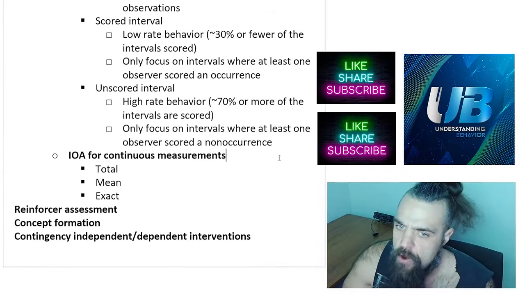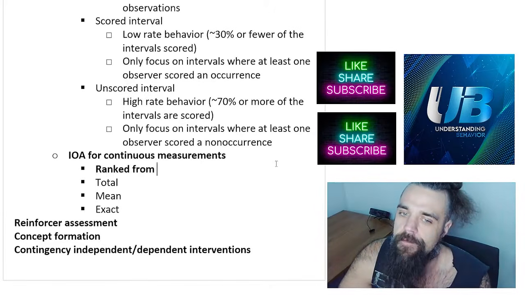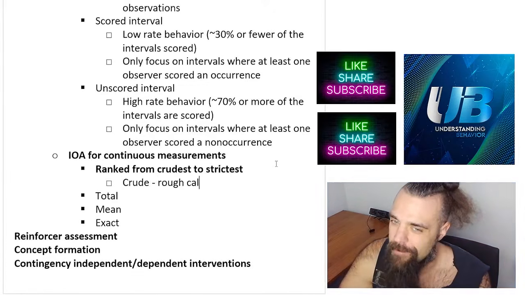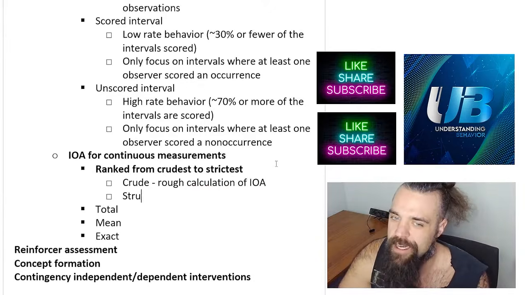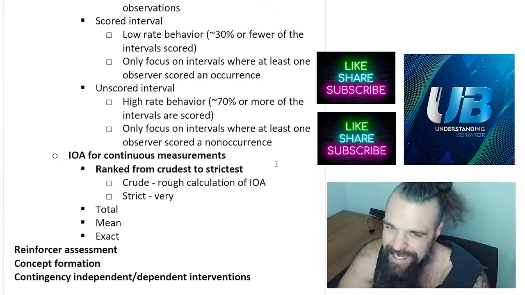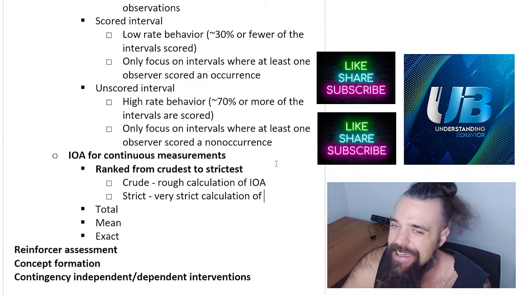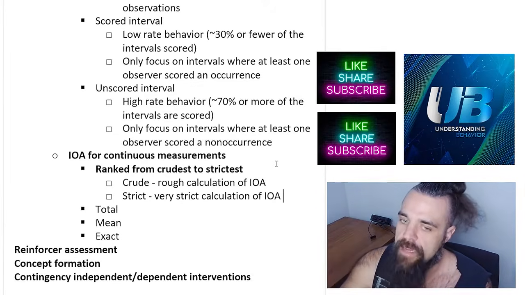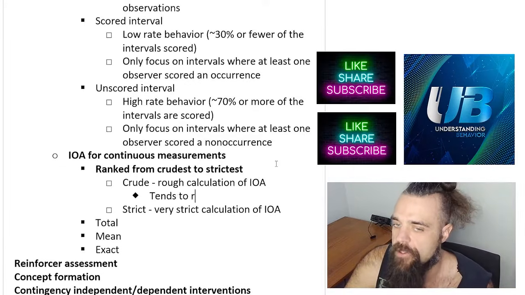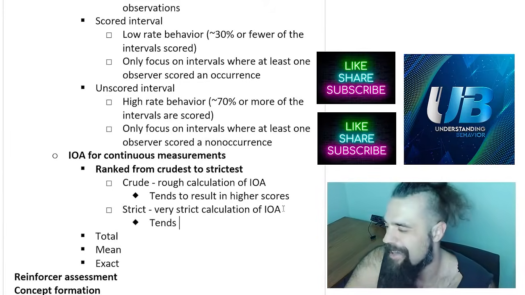Very cool. So for our continuous IOAs, these are basically ranked from crudest to strictest. Crude meaning rough. It's a rough calculation of IOA. Strict means it's a very strict calculation of IOA. It's a terrible definition. I'm sorry. But essentially what I mean by that is it tends to result in lower scores. So crude tends to result in higher scores, and stricter measurements tend to result in lower scores. That's really the main thing. Yeah, rigid, that's a decent word.